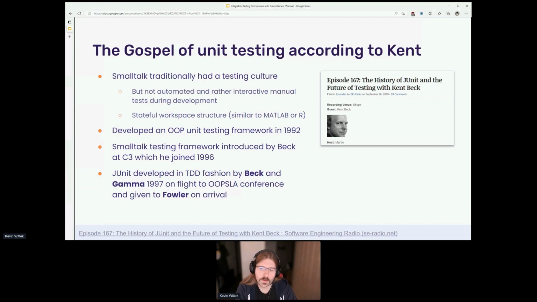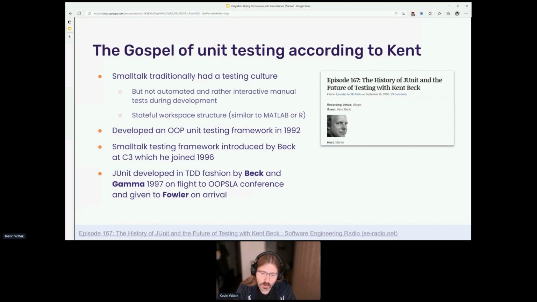And now he thought, okay, how can we put these manual concepts into object-oriented paradigms? And that's how he developed a basic unit testing framework in an object-oriented way for Smalltalk. That was in 92. And there the workspace becomes the class, the variables of the workspace become instance variables in our instantiated class, in the object.